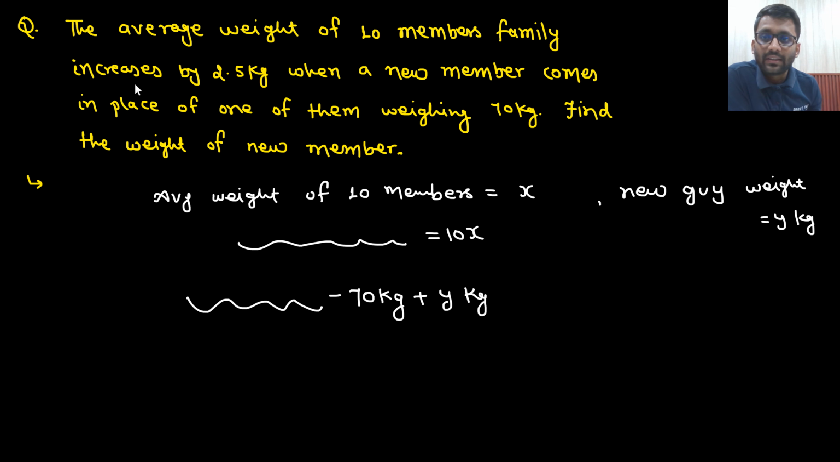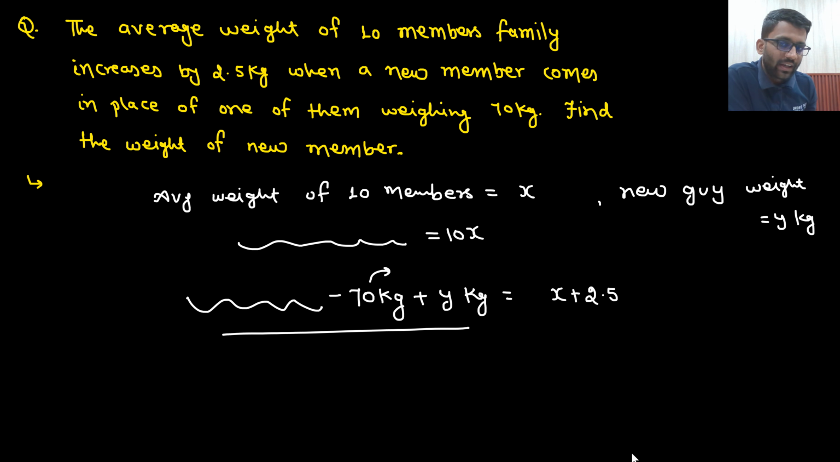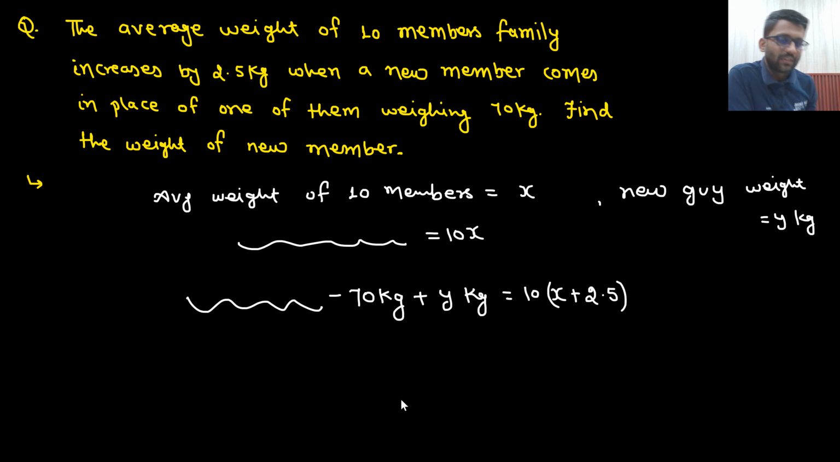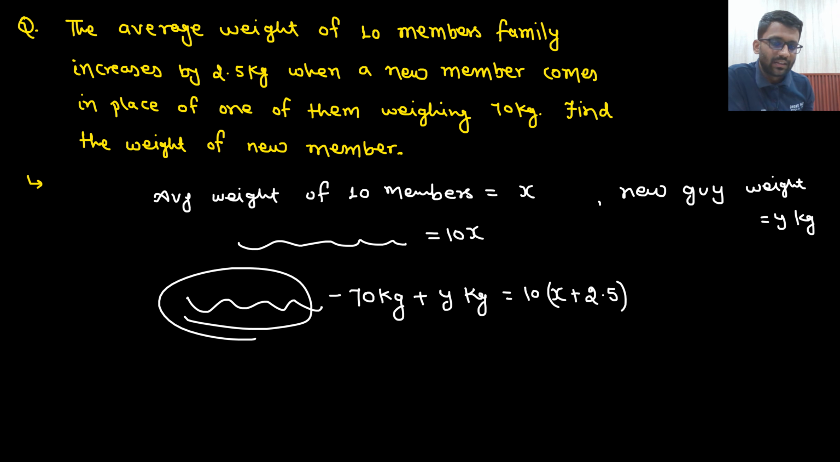Now what will be the average? The average increases by 2.5 kg. So now the average has increased by 2.5 kg. Here what will you divide by? These were the 10 guys. One guy went off, so 9 guys were there. Then one more guy came. So again there are 10 guys. Are you getting this point? And if I multiply by 10 here, it will become 10 into x plus 2.5. And what is this weight? This weight is 10x.